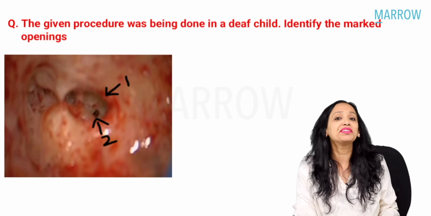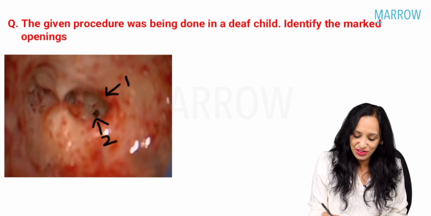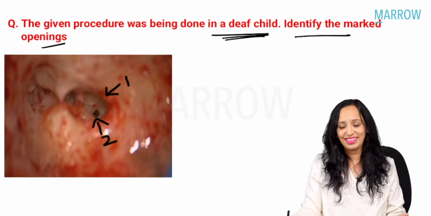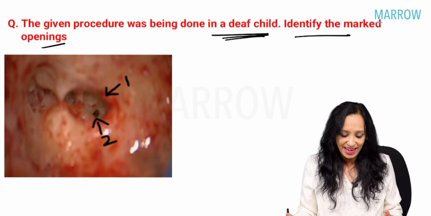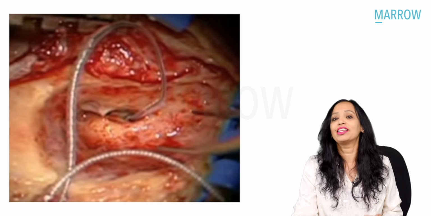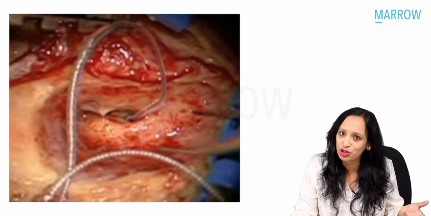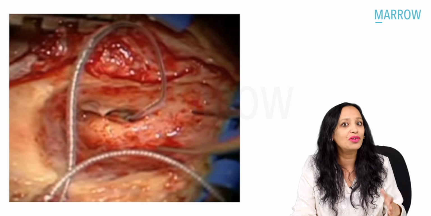And yes, the year is never complete without this question. The given procedure was done in a deaf child. Identify the marked openings. Deaf child suggests what is being done: cochlear implant. Yes, and there was another picture, we will come to this. Another picture in your exam was given and it was asked what procedure is being done in this deaf child. So whenever deaf is mentioned, we know what is being done: cochlear implant.